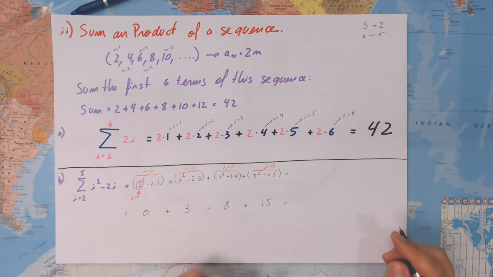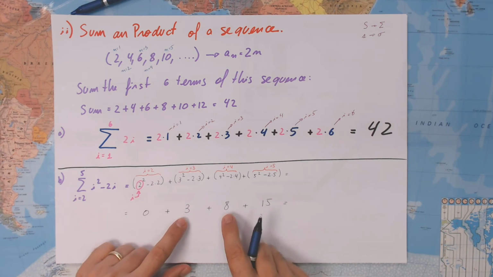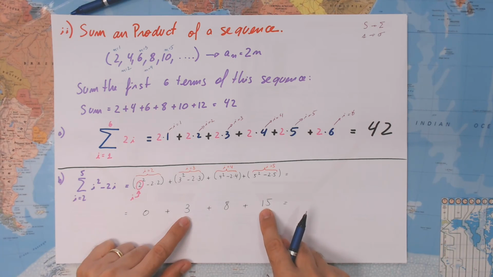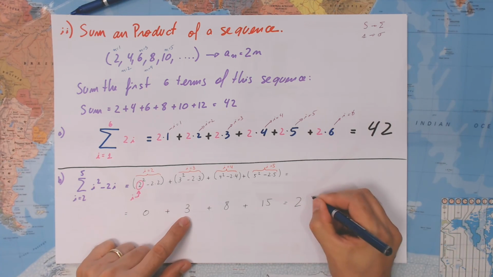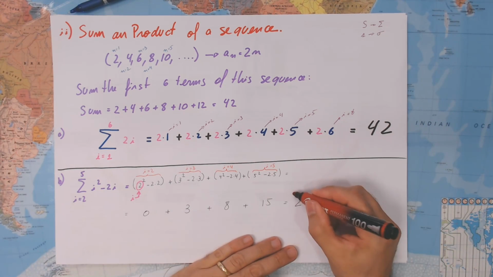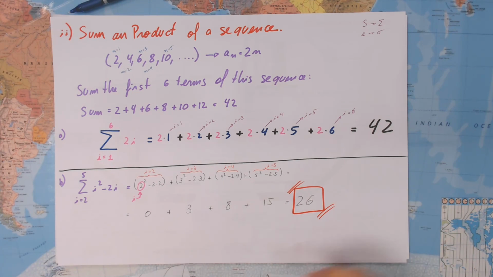Okay, now what do we have? We can add 8 with 3, we get 11. 11 with 15, we get 26, right? So 26 is the result. Okay, there are no units. You are just adding numbers. So 26 is the answer for this one.